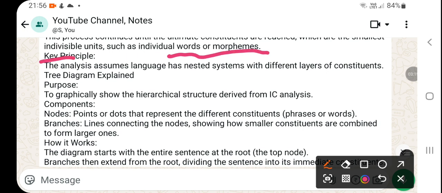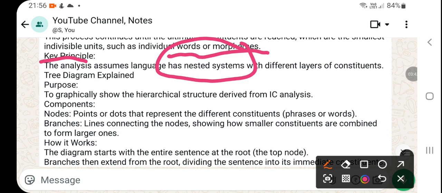Now what's the key principle? The analysis assumes language has a nested system. So language has a nested system with different layers of constituents. So it's a kind of nest, right? And different layers of constituents.